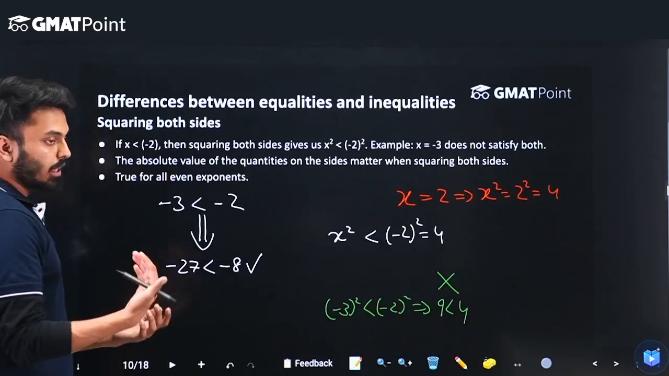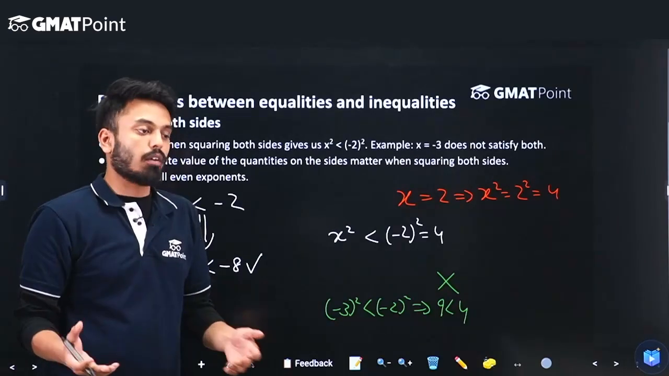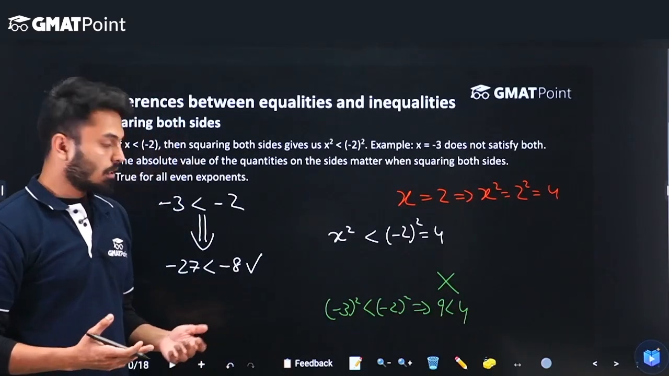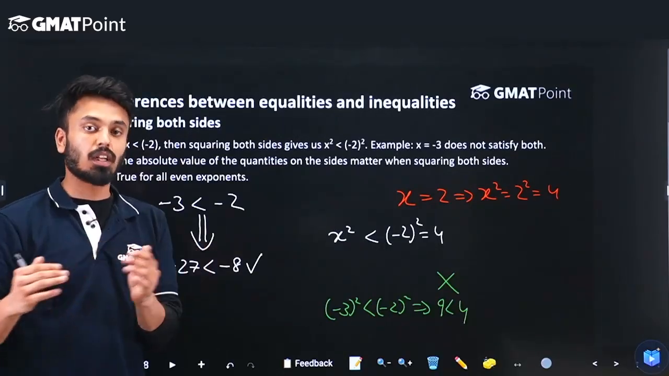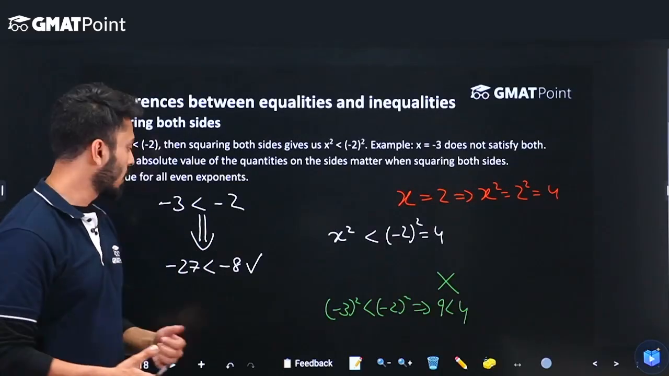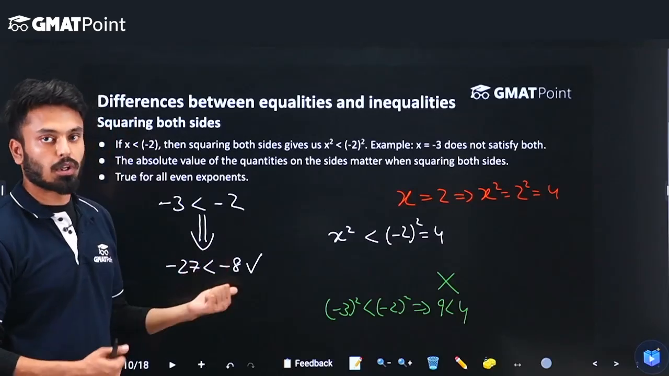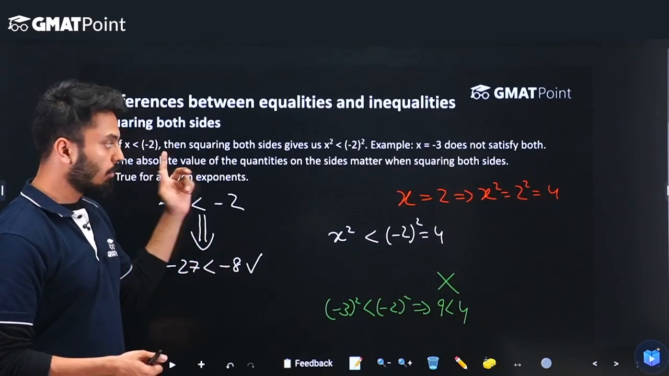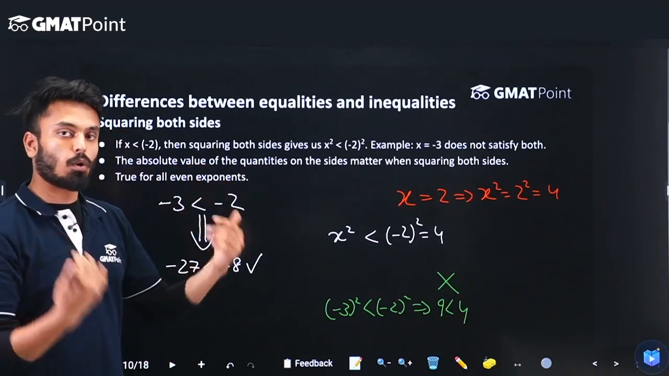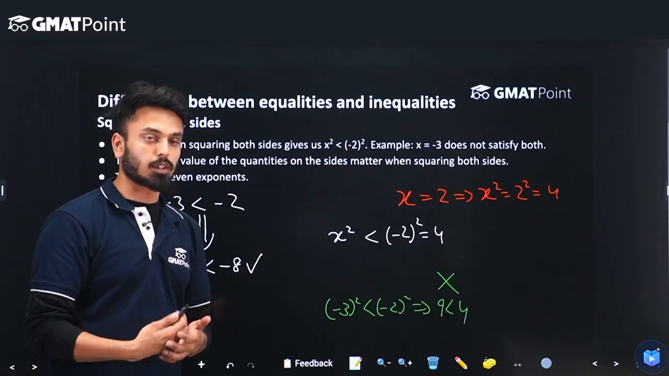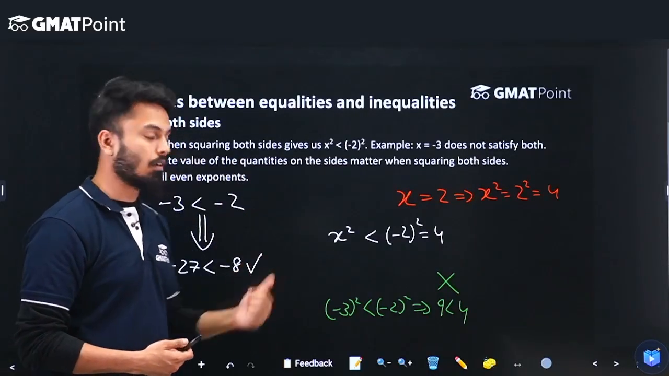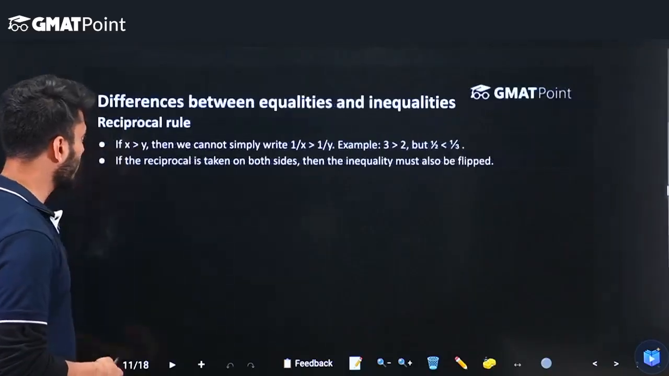This is because anytime you have an even exponent, even if you have negative numbers on both sides, what happens is the negatives get multiplied with themselves an even number of times and they start cancelling out. In the case of an odd exponent, that is not the case. So whenever you are introducing an odd exponent, you can simply ignore this rule. But whenever you are introducing an even exponent, you have to keep this in mind. Let's look at the next rule.